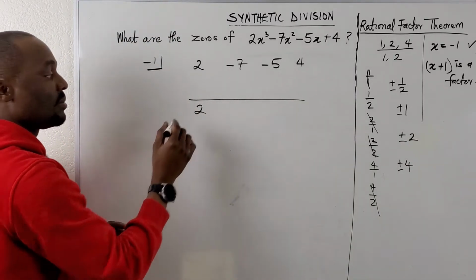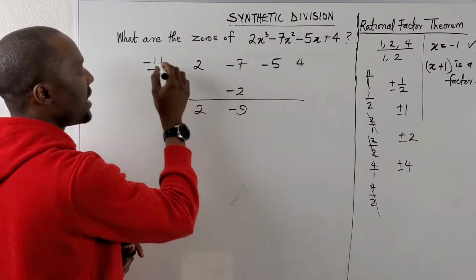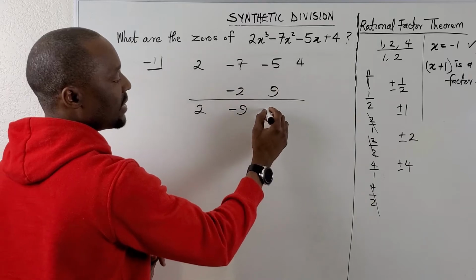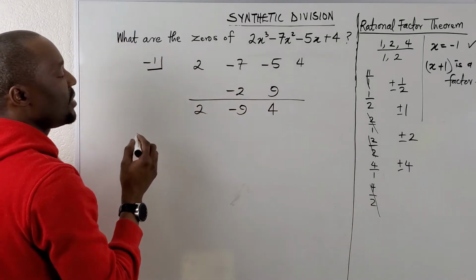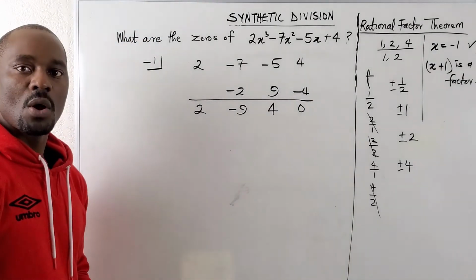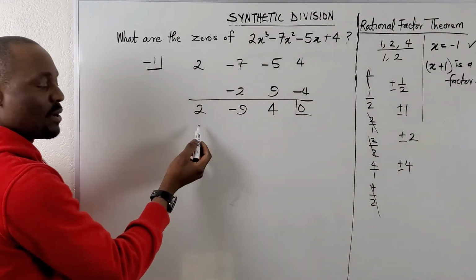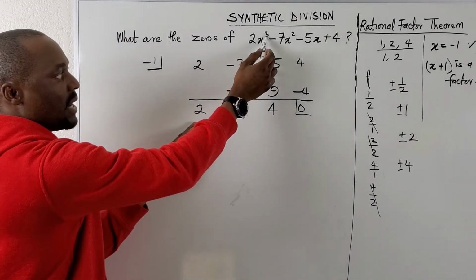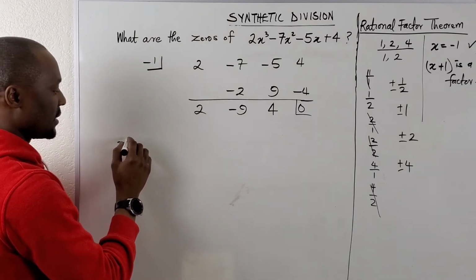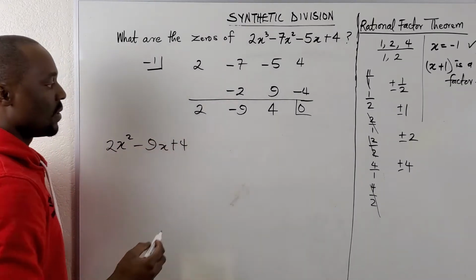2 times negative 1 is going to be negative 2. So this gives us negative 9. Negative 9 times this gives us positive 9. If you add these two together, you're going to get 4. 4 times this is going to be negative 4. And this is going to be 0. That's the remainder, but it has produced a quotient which is going to be 1 power less than x cubed. So it's going to be x squared minus 9x plus 4. That's what we have.